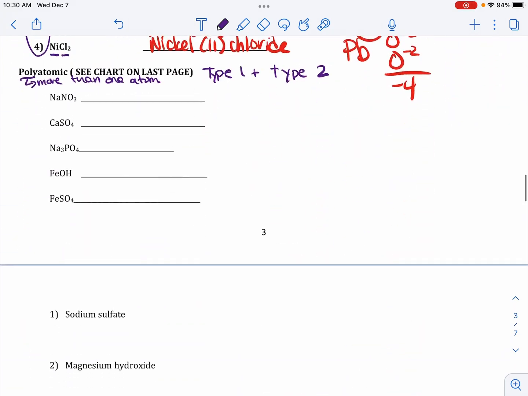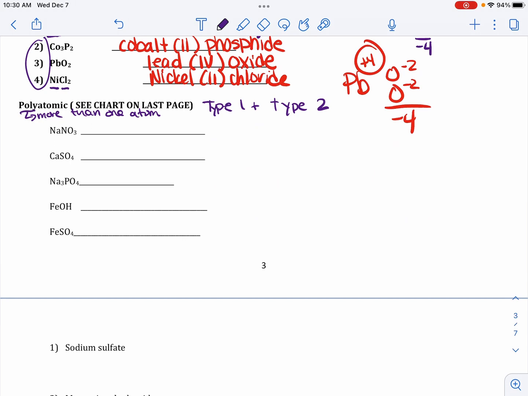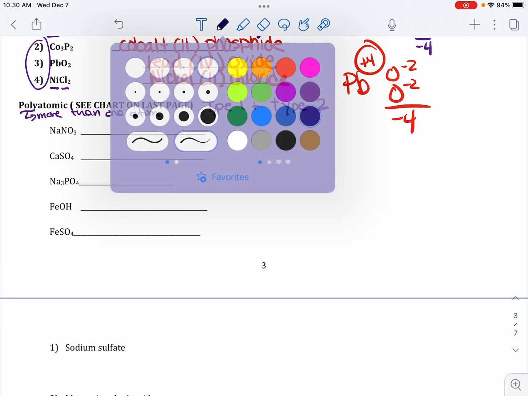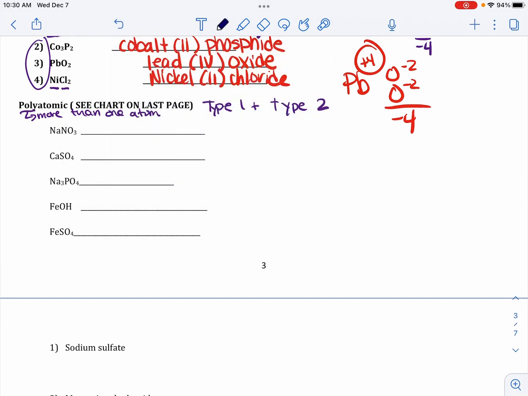So we're going to go through a couple examples. Again, you have to look at the naming system you're going to use. Remember, type 1 have no Roman numerals, where type 2 have Roman numerals. So you need to figure out, am I going to be using Roman numerals or not? We want to look at sodium. On the periodic table, it's in group 1. Group 1, I know the charge is +1, so there is no Roman numeral.